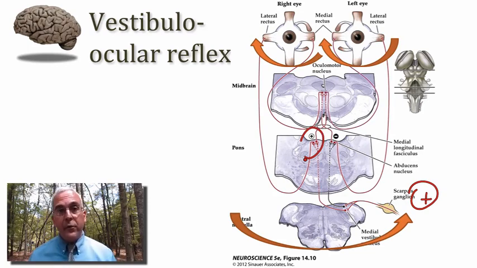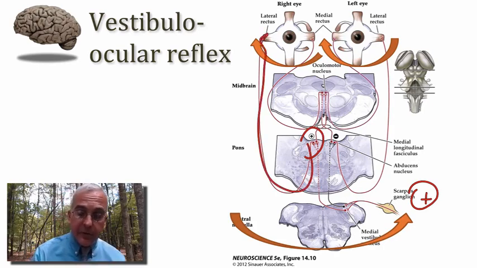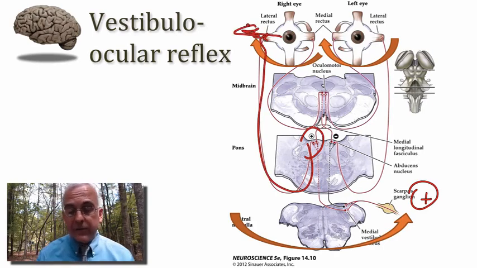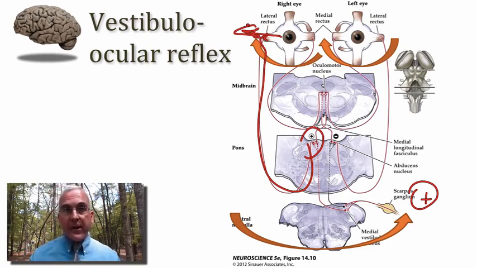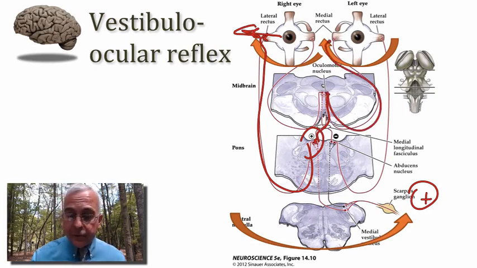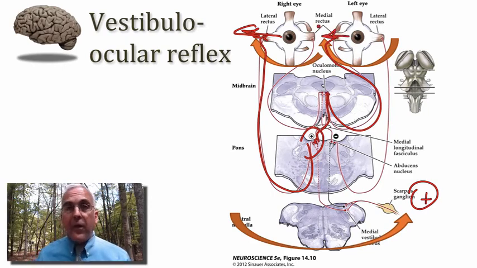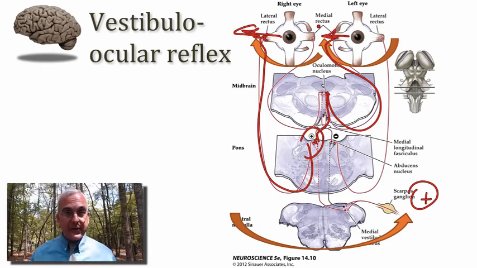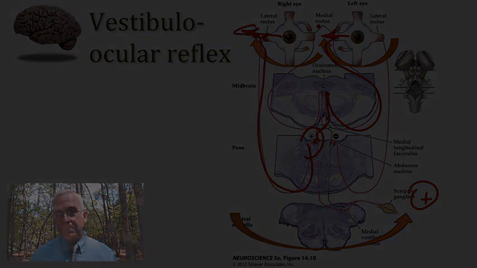That's going to activate the motor neurons in the abducens nucleus, which will innervate the lateral rectus and pull that eye toward the right. Meanwhile, there are internuclear interneurons that will project from one abducens nucleus to the contralateral oculomotor nucleus, and then that will drive the contraction of the medial rectus muscle in the other eye to produce a synergistic rotation of both eyes in a conjugate fashion, exactly opposite to the motion of the head. So the head goes to the left, the eyes go to the right.